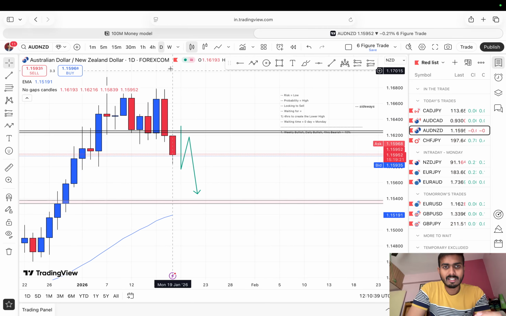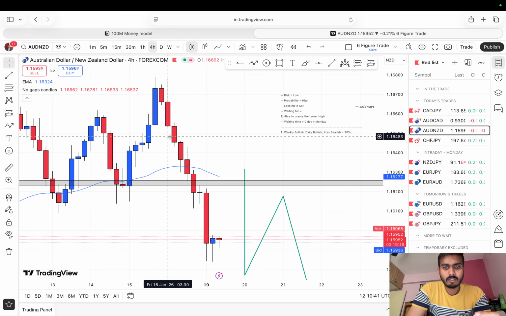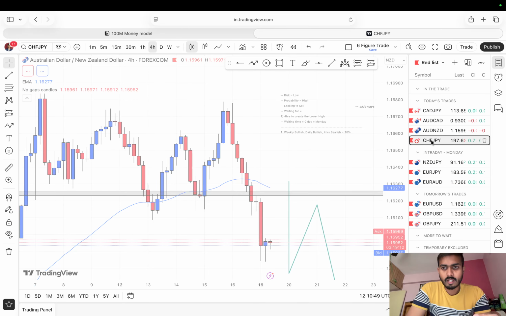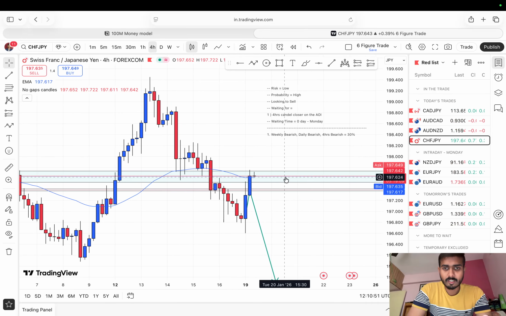AUDNZD on the other hand, it looks like we are missing this trade, but I am waiting for the candlestick closure on the box and a wick into the EMA. That is what I'm waiting for to take the sell trade to the downside.